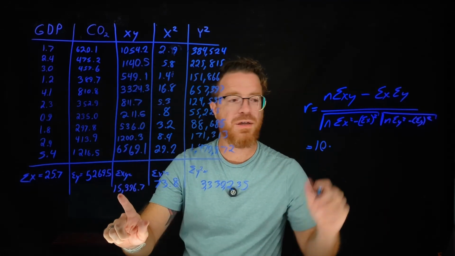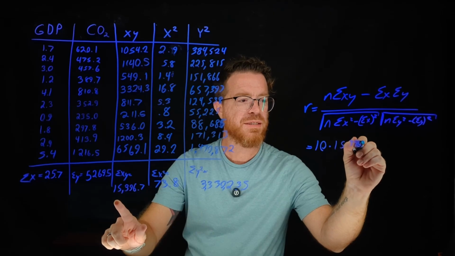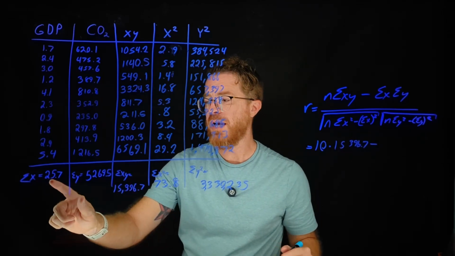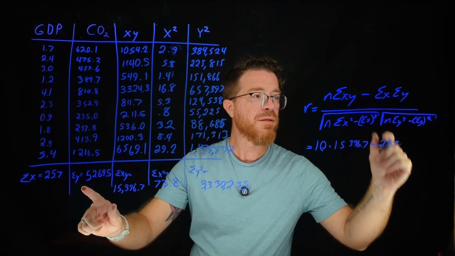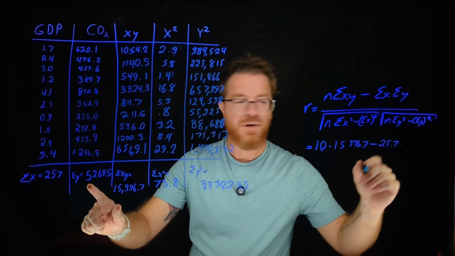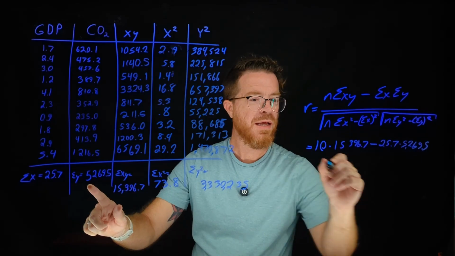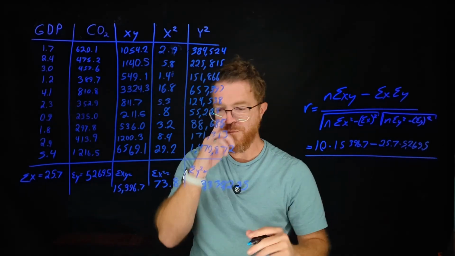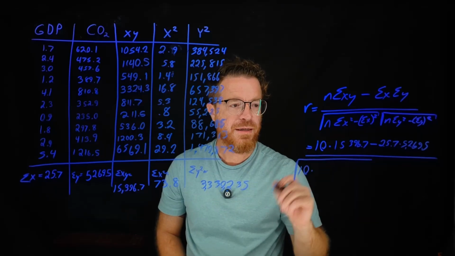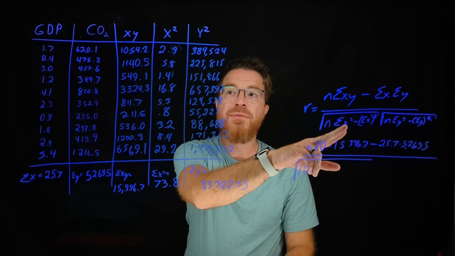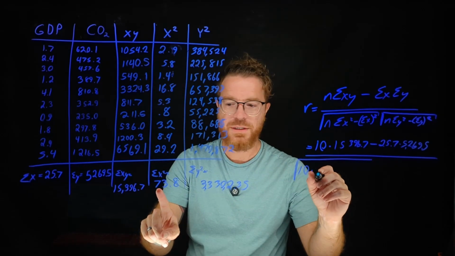You go to xy, go to your sum. So this is times 15,396.7 minus the sum of your x's, 25.7, times the sum of your y's, 5,269.5. And then this is all going to be divided by the square root of 10 times the sum of our x squareds.